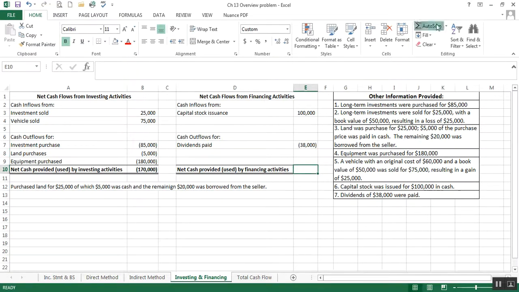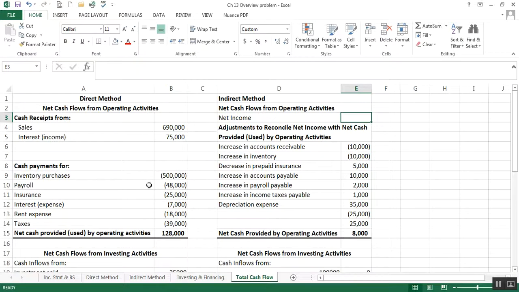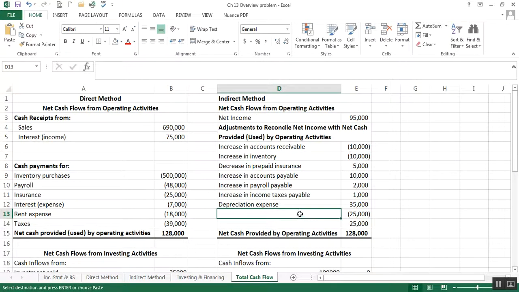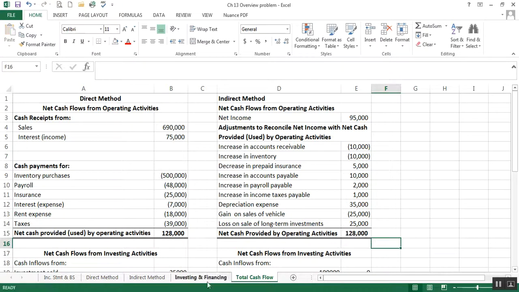So our total financing activities is an increase in cash of $62,000, and our total used by investing is $170,000. So let's look at our total cash flow statement under both methods. So this is exactly what we did under the direct method and the indirect method, and remember they're both the same. So let's capture that. Oh, 95,000 here. All right, so this is going to be, got to add those there. Okay, so you'll see 128,000 for operating.